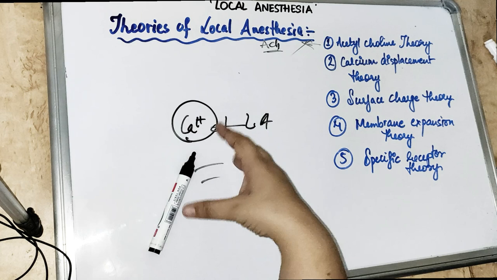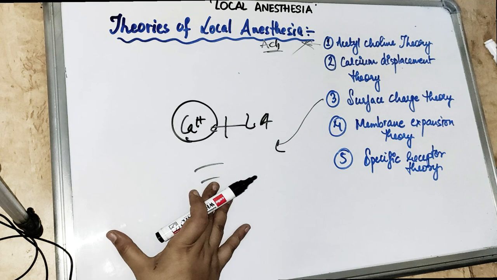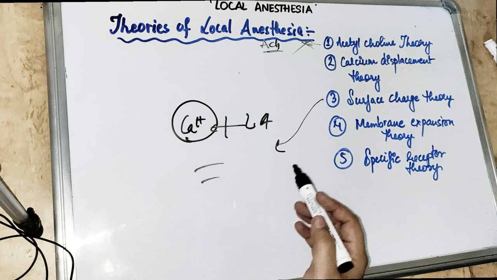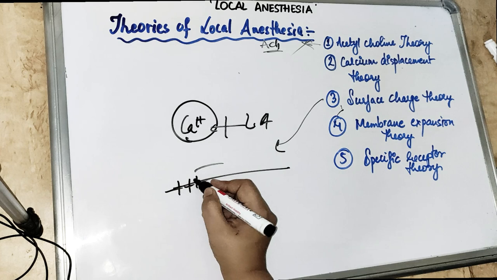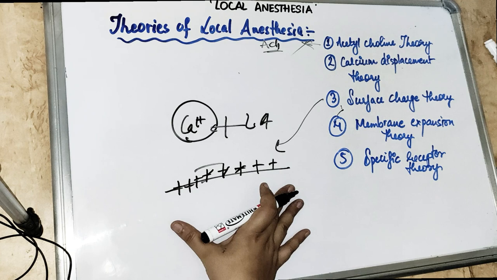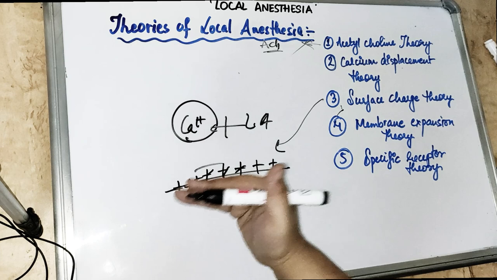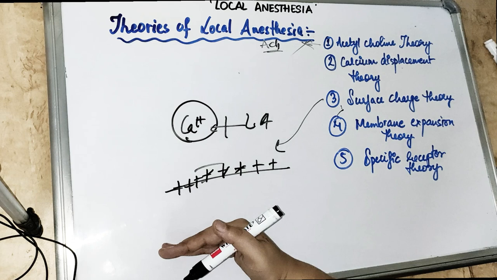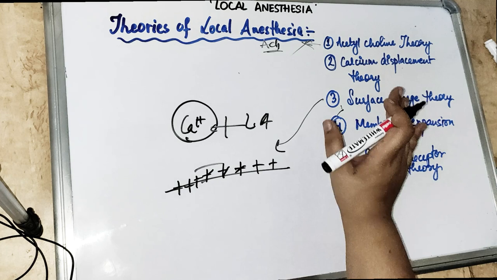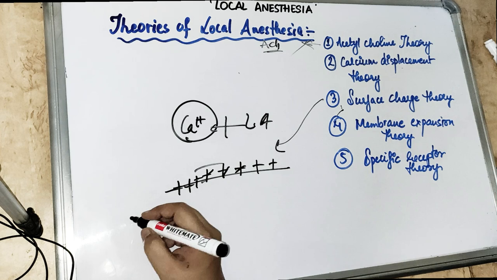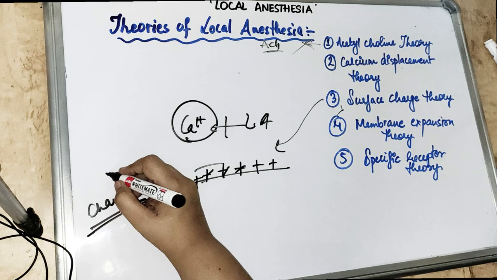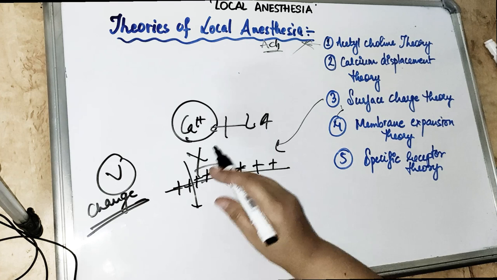Then comes the surface charge theory. The surface charge theory states that LA binds to the membrane surface. So it states that the LA actually binds to the surface and charges the surface of the membrane. That is not true, because LA doesn't give any charge to the surface. According to this theory, because of the change of charges, because of the change of the electric potential, there is inhibition of the excitation of the nerve. So it states that local anesthesia charges the surface, and because of this charging there is a change in the electric potential, right? Because of the change in voltage, there is inhibition of nerve transmission. That is also not true.